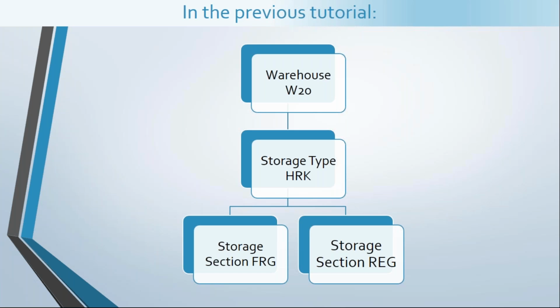We understood the structure of a warehouse in SAP, and then we also went to the SAP system and created a structure there. At the top, we created warehouse W20, which had a couple of storage types. One of them was high racks, so we named it HRK. Under this storage type, we created two storage sections: one for fragile items, which we named FRG, and another meant for all other regular non-fragile items. We called it REG. We also created a couple of storage bins using the transaction LS01N.